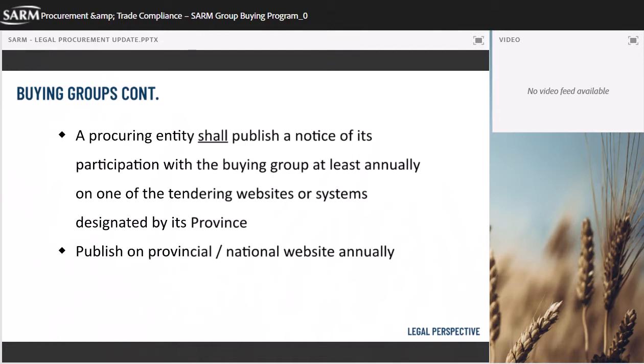I know that there's been a little bit of inconsistent advice with respect to publishing the notice of intention. So that's something that SARM is working with the government of Saskatchewan on, just clarifying that advice, because there was some indication that SARM could post on behalf of its members this notice of intention. We are getting clarity on that, so just hang tight. But for the purpose of this presentation, I'm going to just stick consistent with the language of the legislation, which is requiring municipalities to post their own notice of intention.